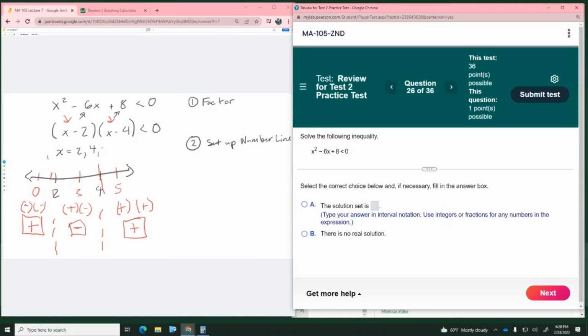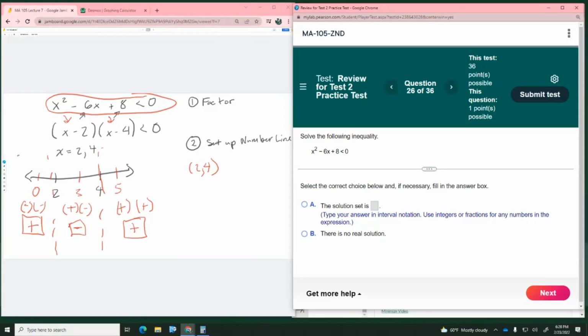Now that I know that, remember the question asked, where is this less than 0? Therefore, which interval do I want? Two to 4. Well, parentheses, right? That's the answer.